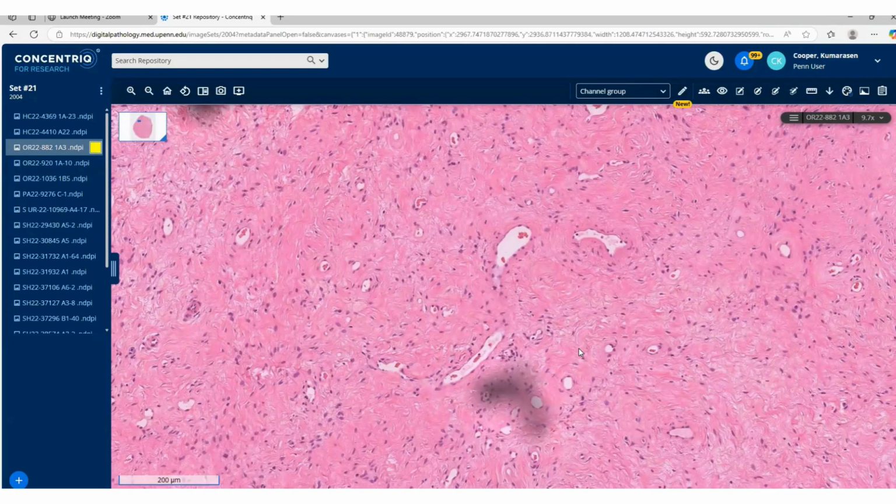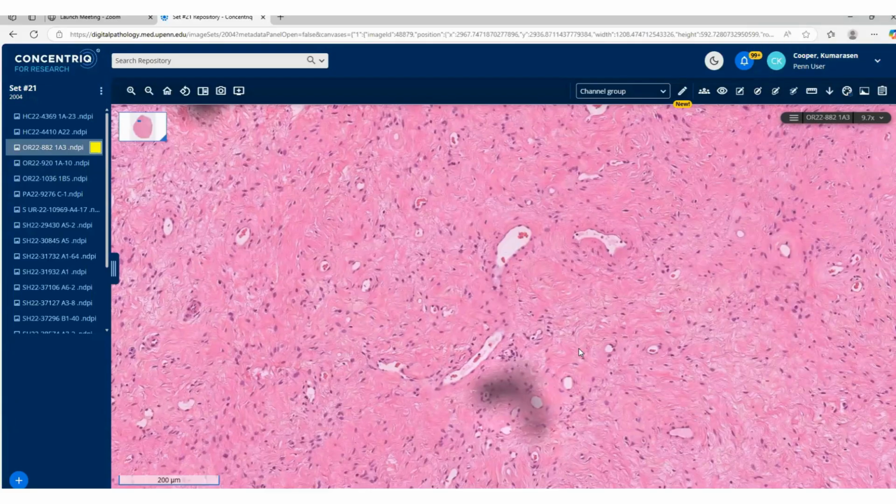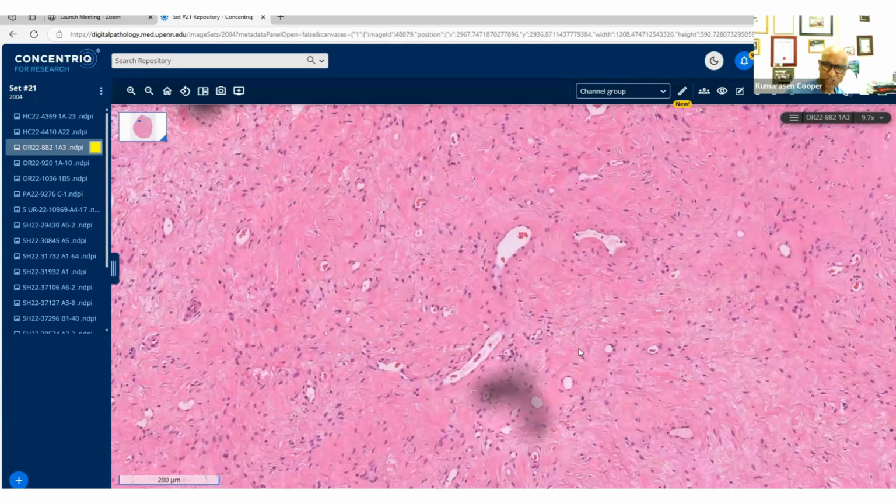And it's fairly circumscribed. Very well circumscribed. Yeah, and paratesticular. And I said male, so it's paratesticular. Cellular angiofibroma. Cellular angiofibroma, it is spot on. That's exactly what it is.